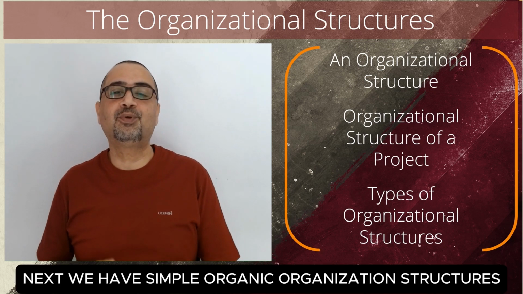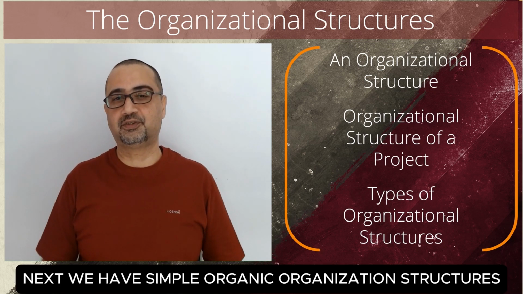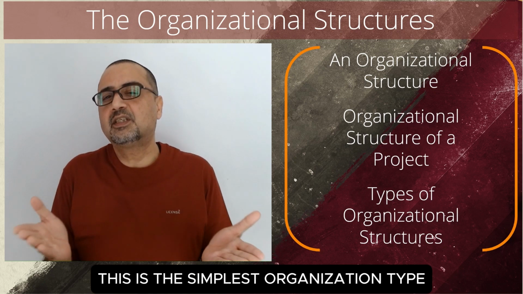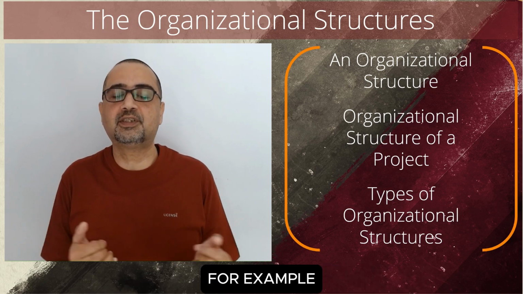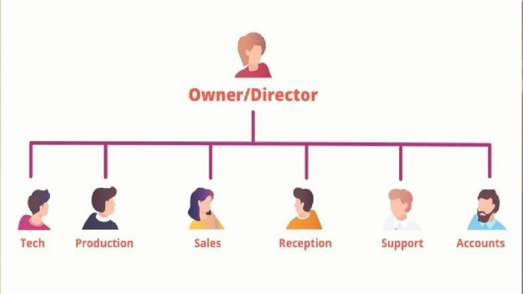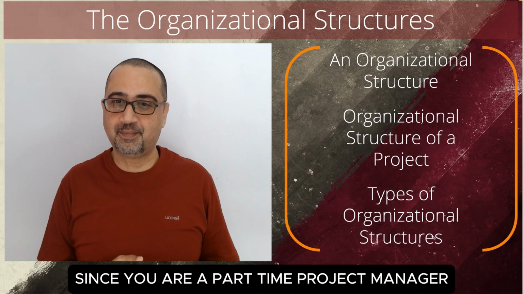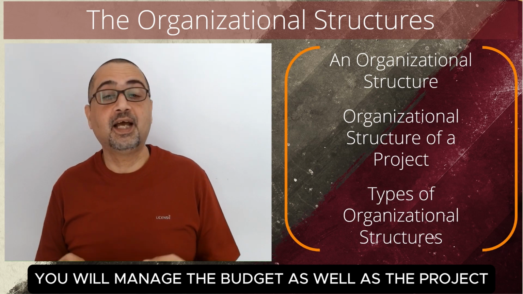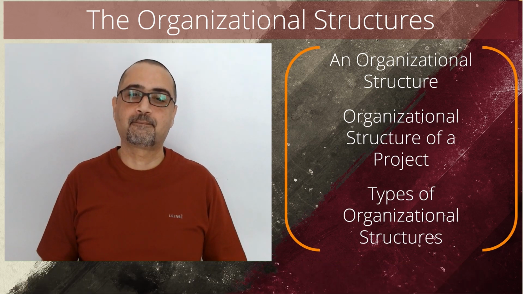Next, we have the simple or organic organization structures. As the name implies, this is the simplest organization type. For example, you have created a company and you, as the founder of the company, do most of the work. Therefore, you do not have a full-time project manager since you have already assumed the role of one. Since you are a part-time project manager, you will manage the budget as well as the project.